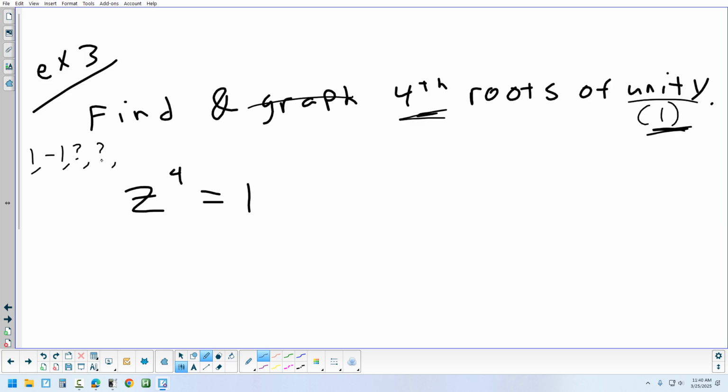But there are 2 more, right? Because this is a fourth root. So there are 4 answers to this problem. So we'll go through it. We're going to get these 2 again, even though we already know them. We'll get those. But we're also going to get those.